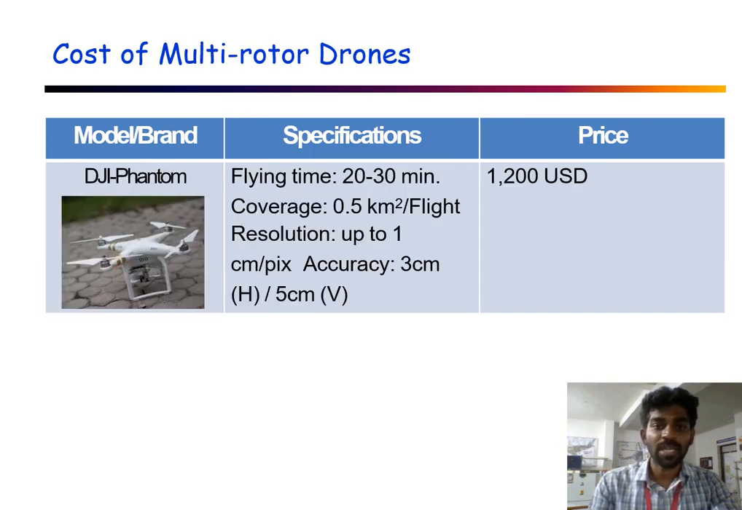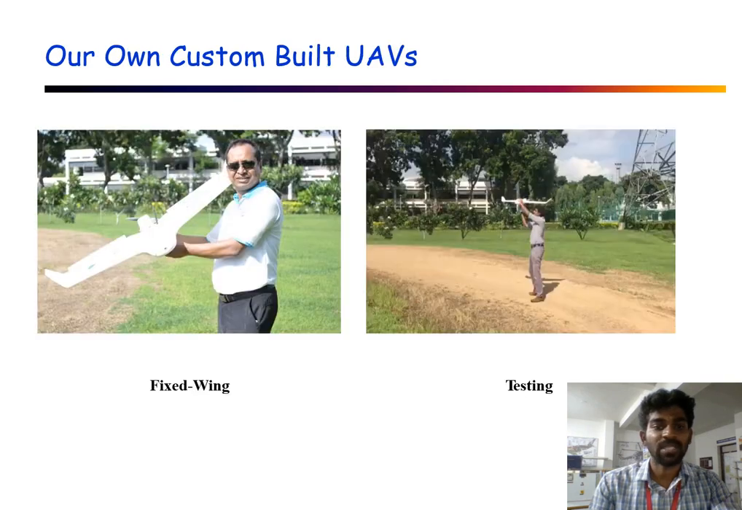The cost of a multi-rotor drone, for example the DJI Phantom, is about $1,200, with a maximum flying time of 30 minutes and a coverage area of 0.5 square kilometer per flight. The resolution is up to 1 centimeter, and the accuracy is 3 centimeters.